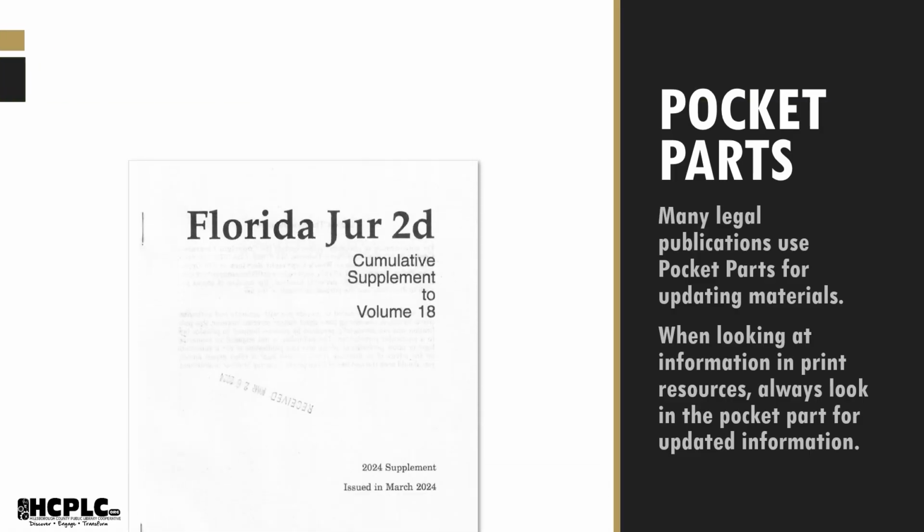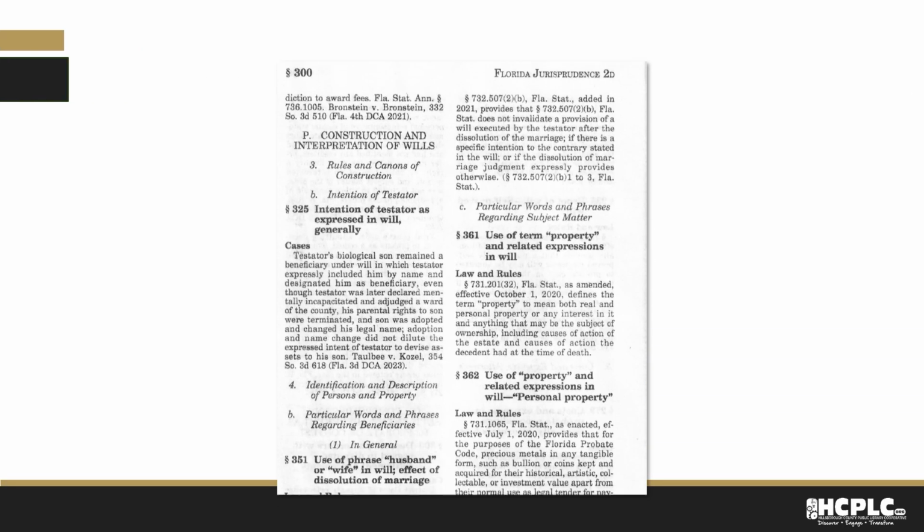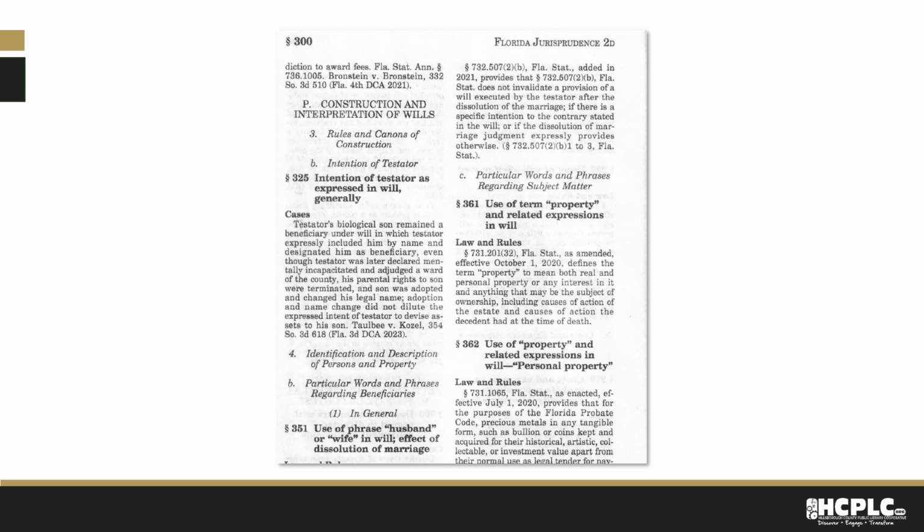Many print materials, including CJS and FLAJUR, are published as hardbound volumes with pocket parts. Publishers will often use pocket parts to update bound volumes. A pocket part is just an insert added to the back of a volume. Once the insert is large enough, the publisher will eventually reprint the volume, incorporating the pocket part information. You will need to check the pocket part for additional information. In this instance, the pocket part for Section 325 includes an additional case law cite from a more recent 2023 decision.